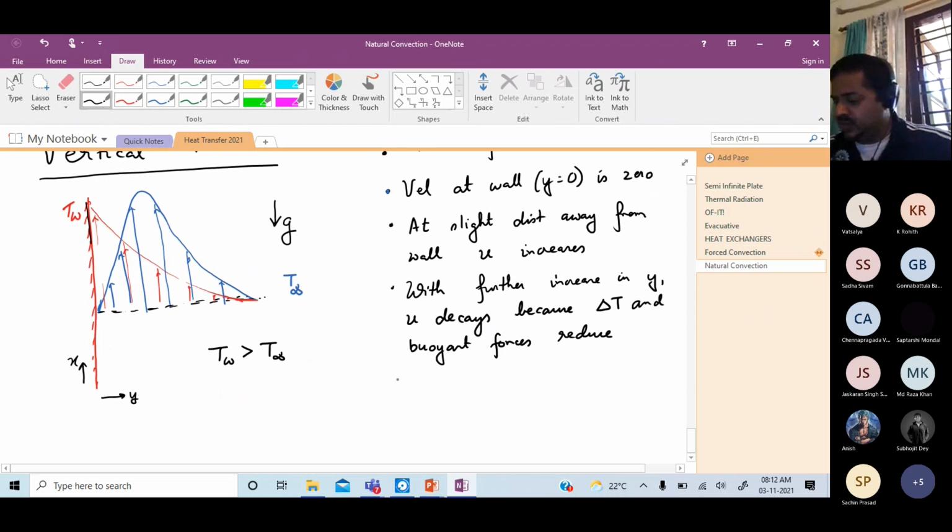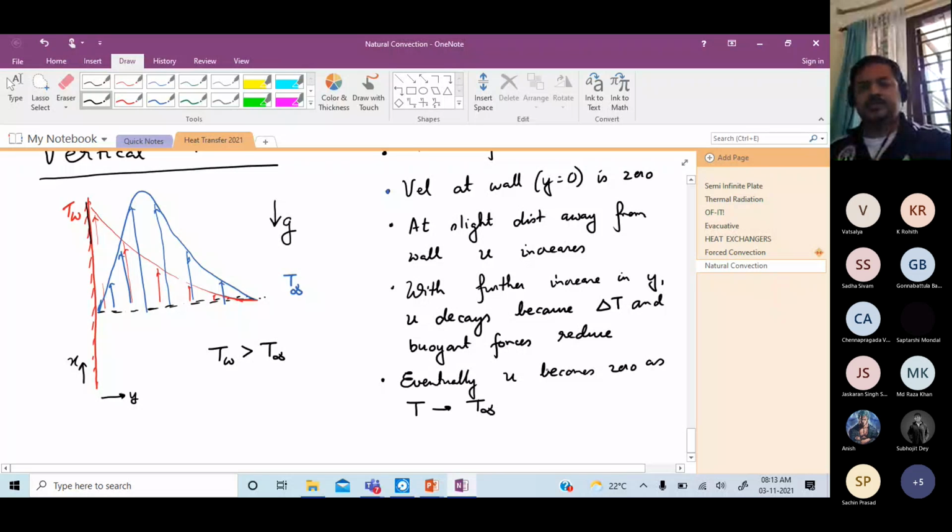So please note one thing. Before that, let me complete this and write that eventually u becomes 0 as t approaches t infinity.